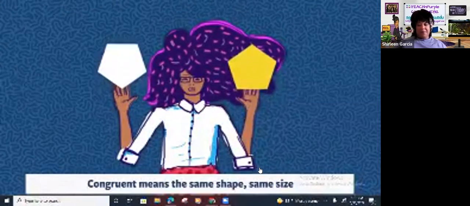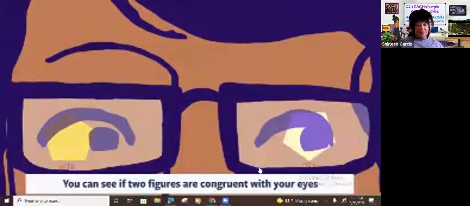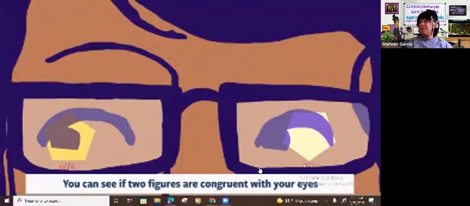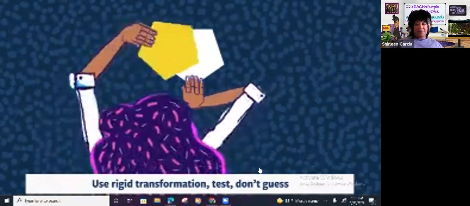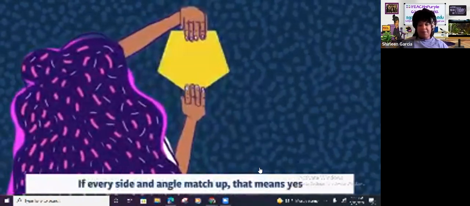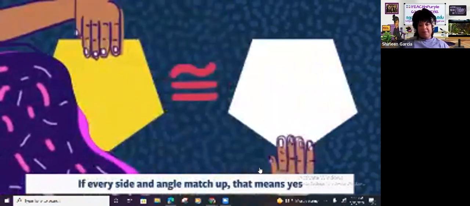Congruent means the same shape, same size. You can see if two figures are congruent with your eyes. Use rigid transformation. Test, don't guess. If every side and angle match up, that means yes.